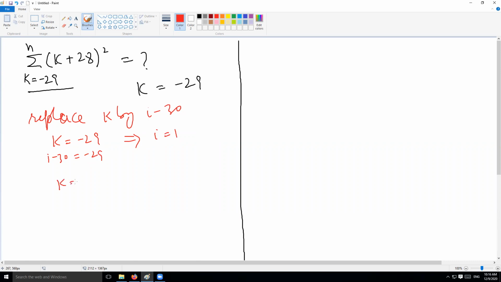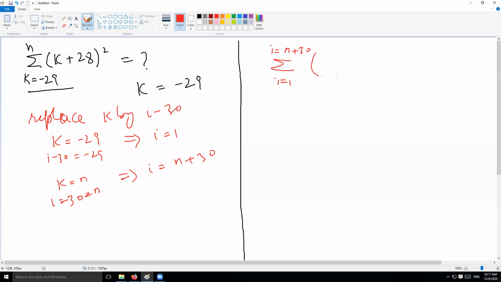How about if I have k equal to n? What would i be in this case? You replace k by i minus 30 equal to n. So the i would be n plus 30, right? And then see what the sum will become with the new notation. This is going to be the sum from i equal to 1 to i equal to n plus 30.